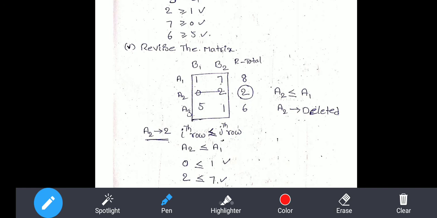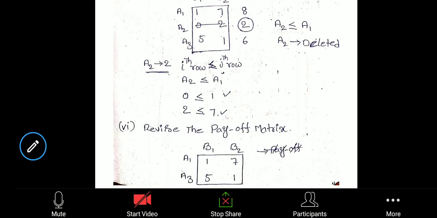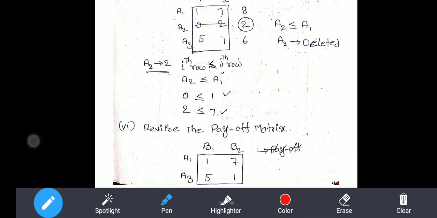Row wise total, column wise total. Row wise total: 1 plus 7 will be 8, 0 plus 2, 1 plus 6, 5 plus 1, 6. So now apply the condition, ith row is less than or equal to jth row. So A2 is less than A1. A2 is the least value. So compared with that, those two elements were deleted here.